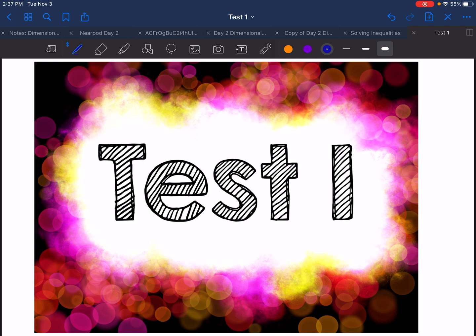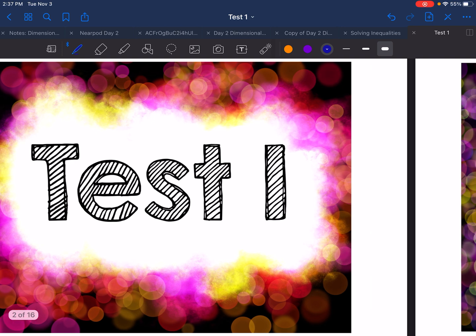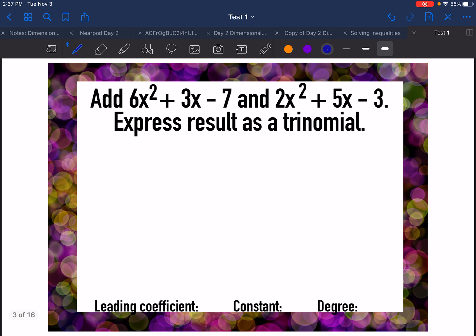We've completed the first unit together, and I figured an Edpuzzle would be the best way to review and assess you on what we've done. So I'm going to do a question with you, and then you're going to try one on your own.